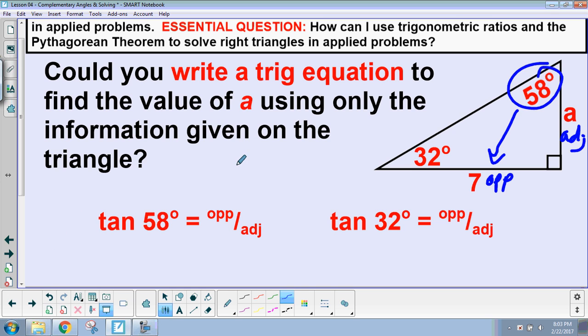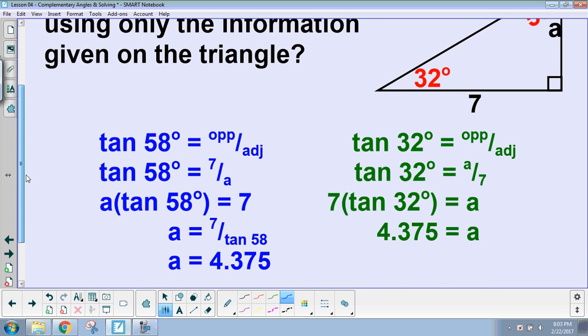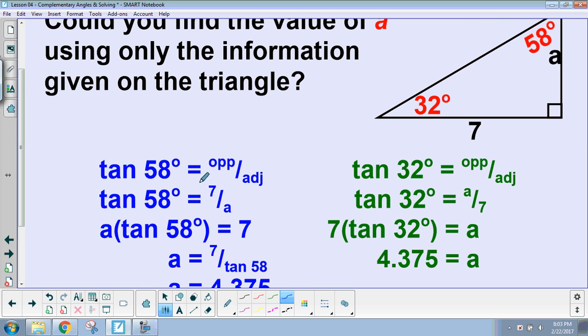Anyway, this is me working it out. Again, opposite adjacent. Just focusing on the 58 for now. 7's opposite over the adjacent A. Multiply both sides by A. Divide by tangent 58. And we get 4.375.